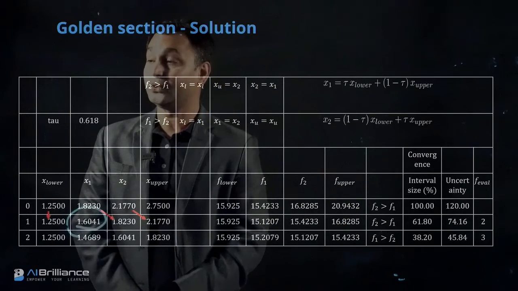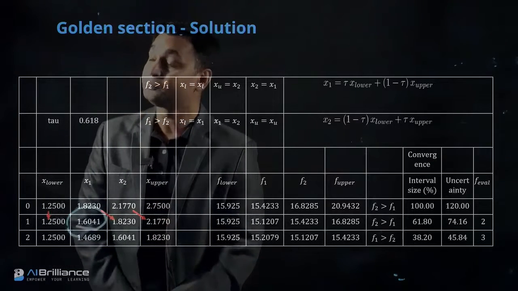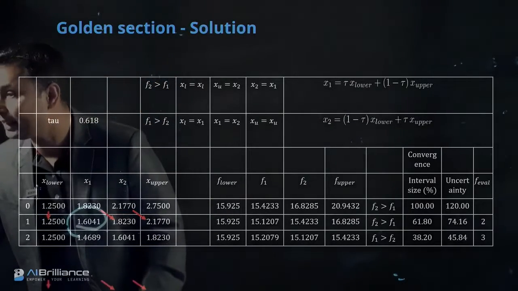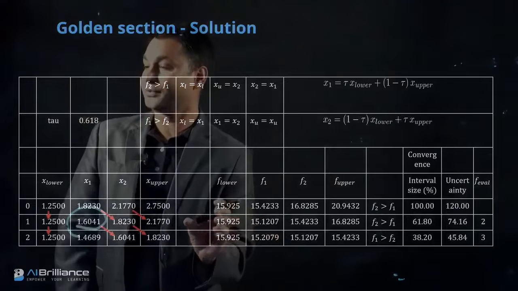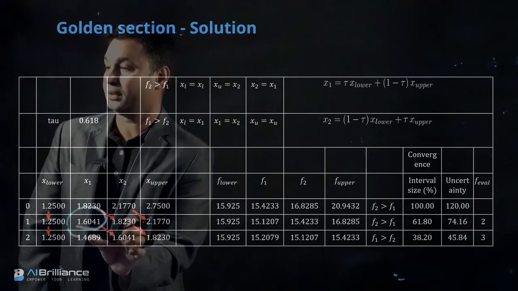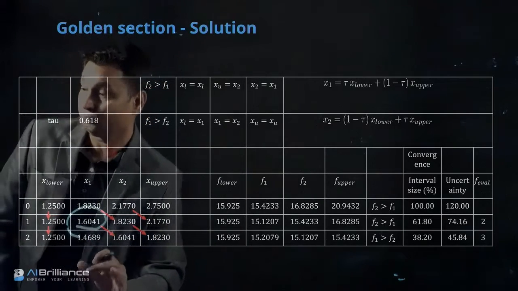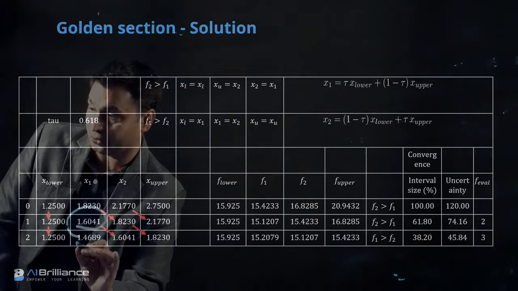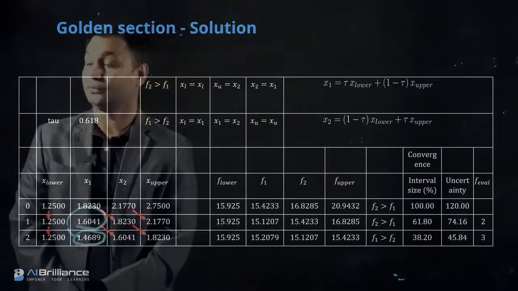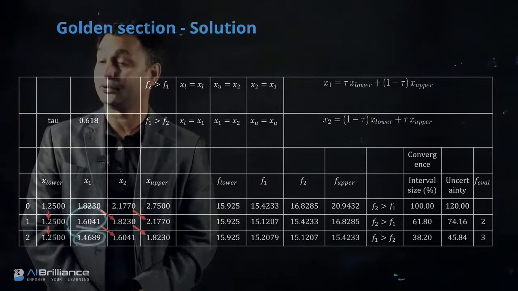So we are falling again in the second case, or the otherwise case, of the golden section algorithm, and in that case, we will make x upper equal to x2. We will take x2 and make it equal to x1, and we'll keep x lower, and then we will generate a new value of x1 using the equation that is there in the overall algorithm. So this is how you will move in a golden section algorithm.